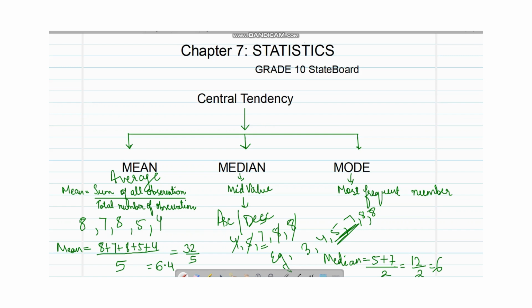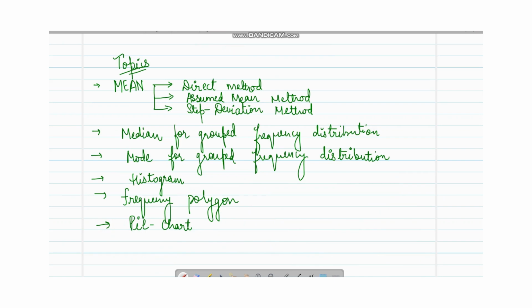Okay. Now, next is mode. Mode is the number that is coming most frequently in the data. So, in this example, the number that is coming most frequently is 8. So, mode will be 8. Okay. These are the questions that will come as 1 mark questions in your exam. Now, we are going to move further. So, these are the topics we are going to cover in this chapter.